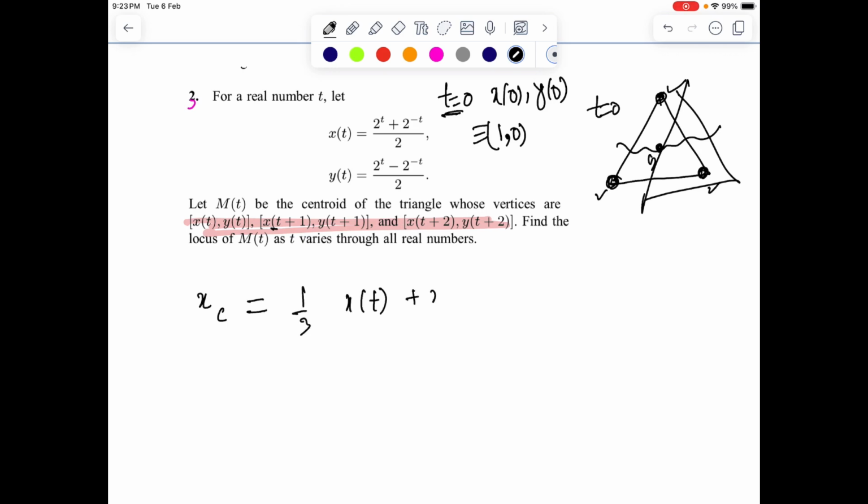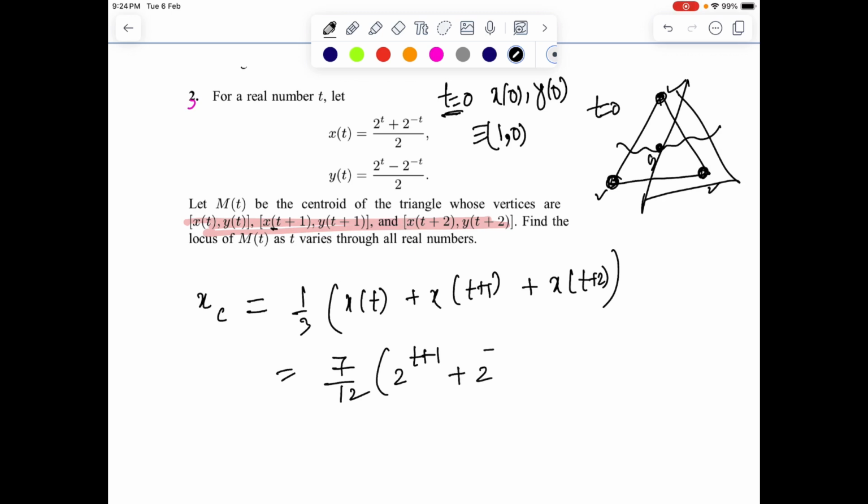I am writing the x coordinate of the centroid as xc, which is 1/3 of xt plus xt+1 plus xt+2. Now simply putting these values in terms of t, we get 7/12 times 2 to the power t+1 plus 2 to the power minus t minus 1. These steps are obvious because you can replace t with t+1 to get xt+1.